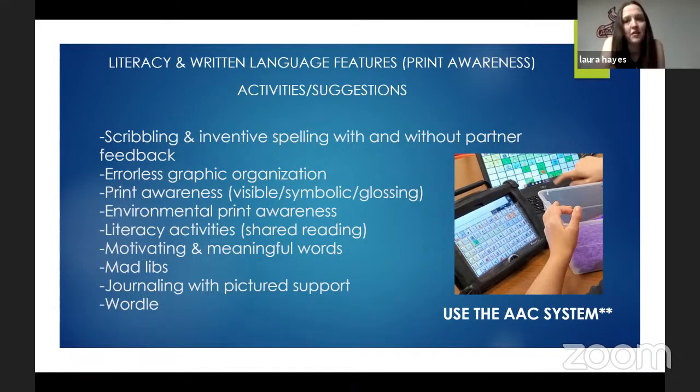And then another great one is just Wordle, because you can pretty much put anything in there and you see what you're writing. You see the visual representation of what you've done. And Wordle is just a free website for those of you who haven't tapped into it, but it's also on my Google site for reference.